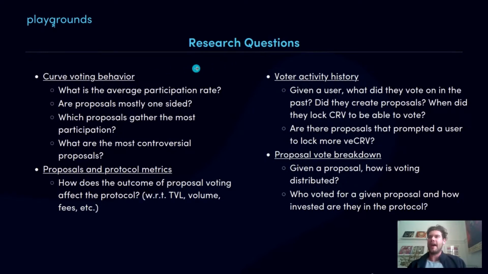But first of all, we'll be looking at Curve voting behavior. So, when it comes to individual proposals, what's the participation rate? Are they mostly one-sided, right? Is it like everybody always votes the same, or is there some actual debate or controversial proposals?